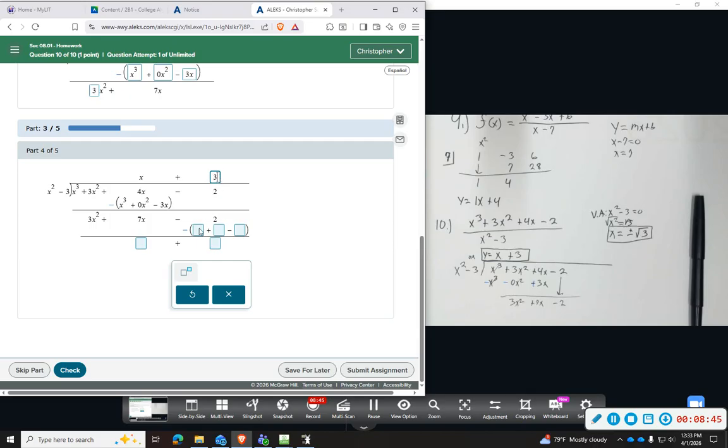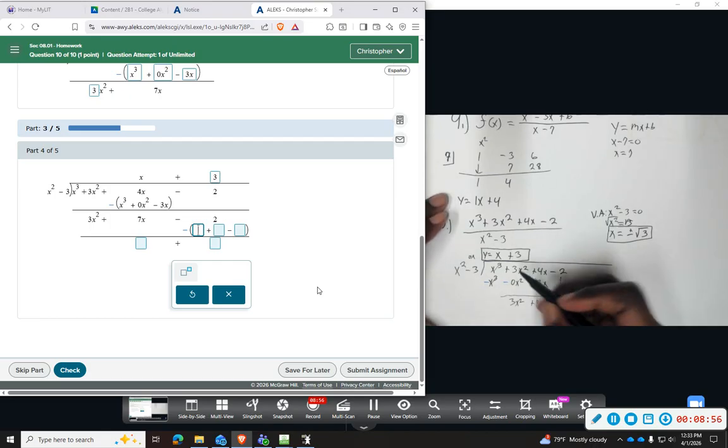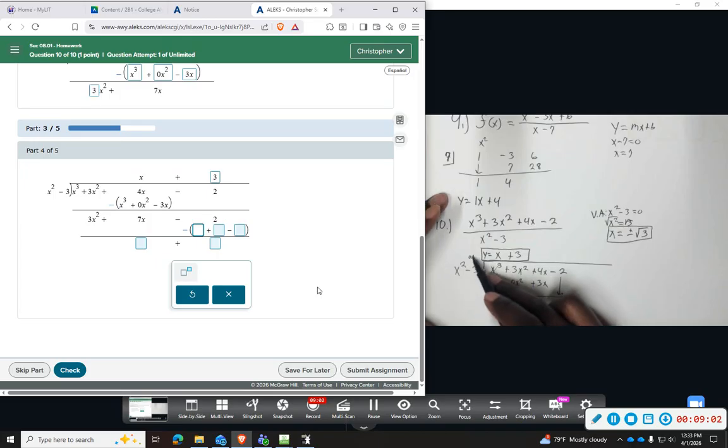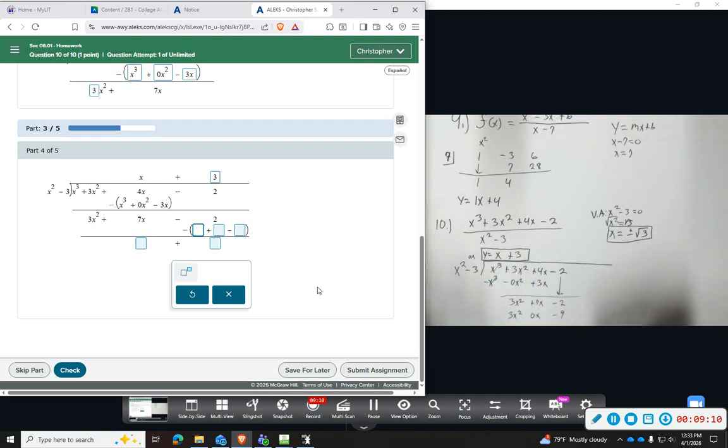Okay, so 3 here. Our next row, when we multiply 3 times everything, we got, and we stopped here. So 3 will give me 3x squared. 3 times the 0x will just give me 0x, and 3 times 3 will give me -9. And then we subtract, which is change the signs. First term will always 0 out, and then we are left with 7x plus 7.